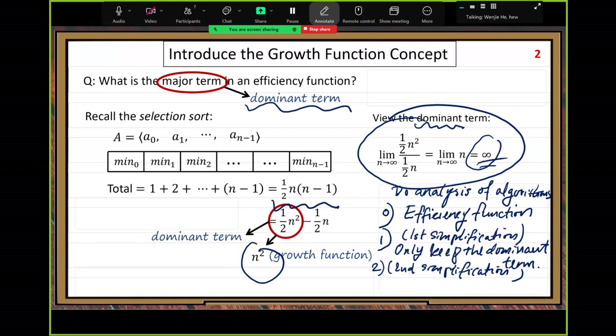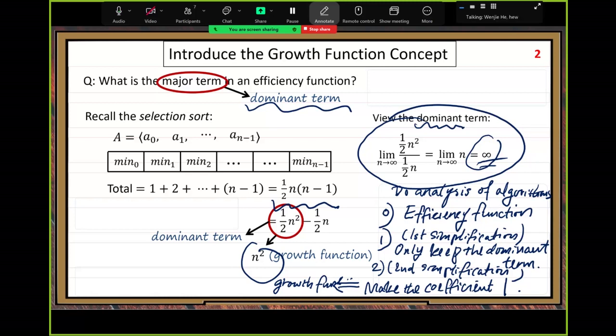So how do we do the second round of simplification? Make the coefficient of the dominant term 1. If you do that, that's a simplification step, and you get what we call the growth function. So that's the relationship: dominant term, growth function. And you may ask me why we do the second round of simplification.